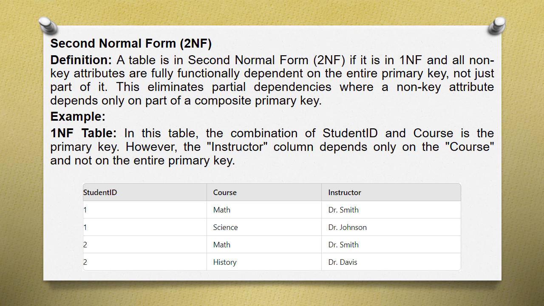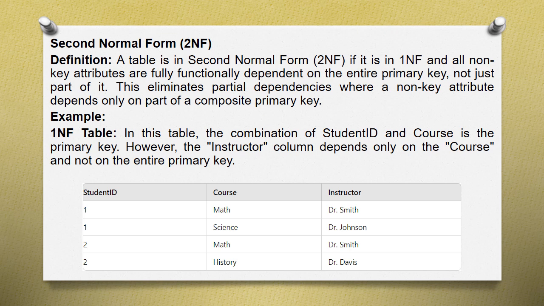Now let's try to understand this with the help of an example. As we can see a table here, a combination of student ID and course is the primary key in this table, right?